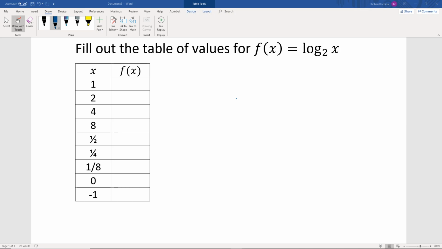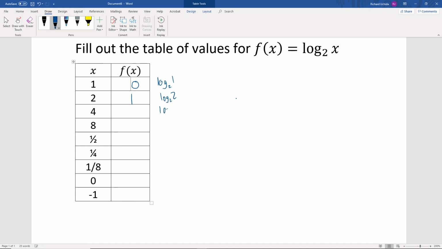So first, let's say when x is 1, what is the value of the function? Now remember, this is saying, what is log base 2 of 1? So it's asking, 2 to what power will give me 1? Well, 2 to the 0th power will give me 1. And log base 2 of 2, that's saying 2 to what power will give me 2? 2 to the first power will give me 2.